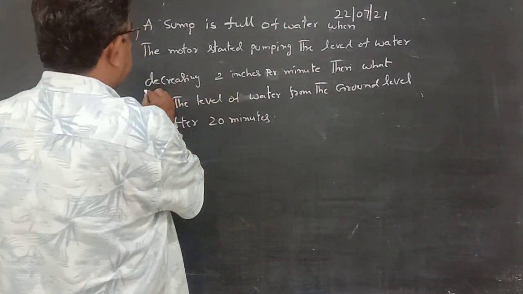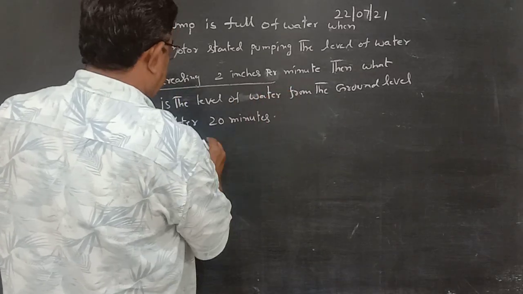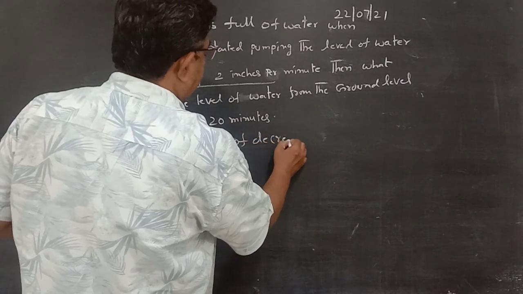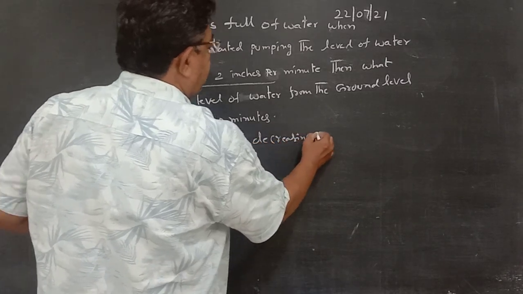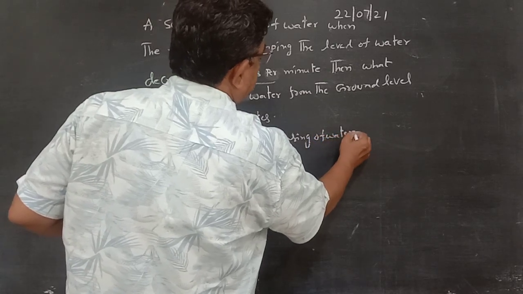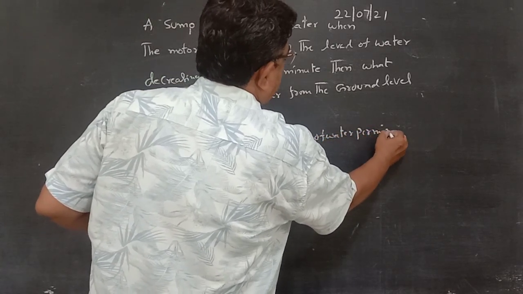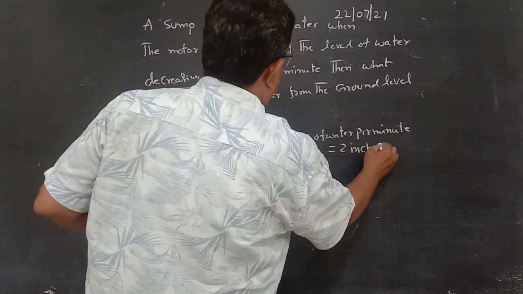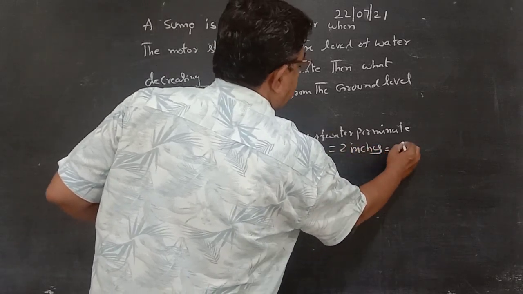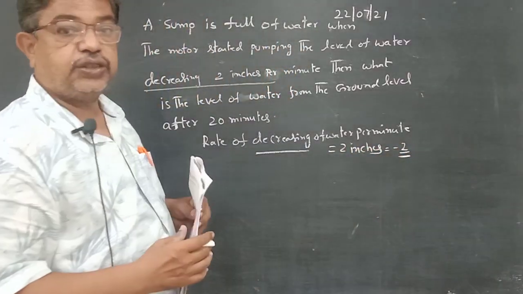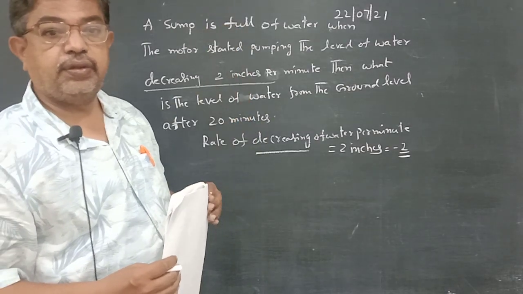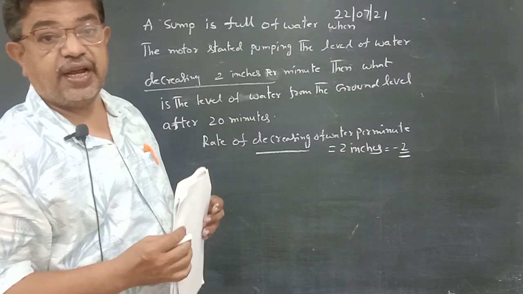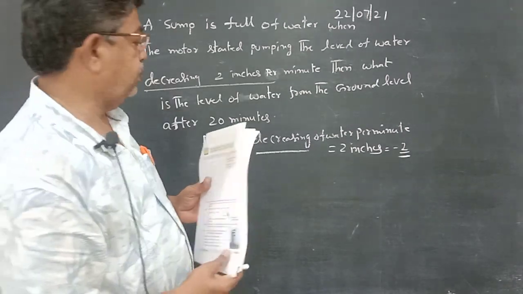So this we can call as rate of decrease per minute. Rate of decreasing of water per minute is equal to 2 inches. As it is decreasing, we can take it as -2. Why I took -2? Because the water level is going down. When you are going down from the ground level, the values are taken as negative. Ground level is taken as 0.